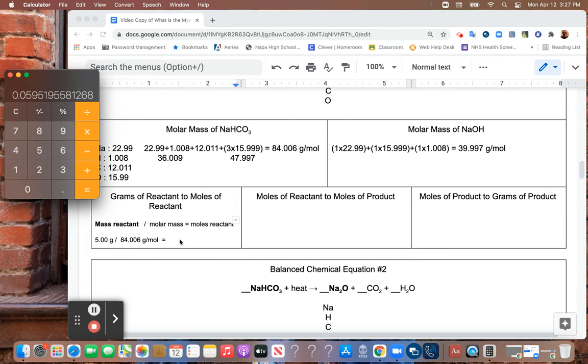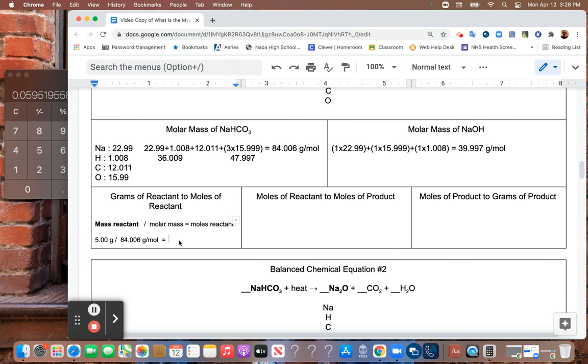And this really tiny number makes sense. Because what I'm saying is a mole is a box. If I have 5 grams and it's 84 grams in a box, how many boxes do I have? Well, less than one. I have a tiny fraction of a box. If one full box is 84 and I only got 5, I do not have a full box. So I want a tiny number.